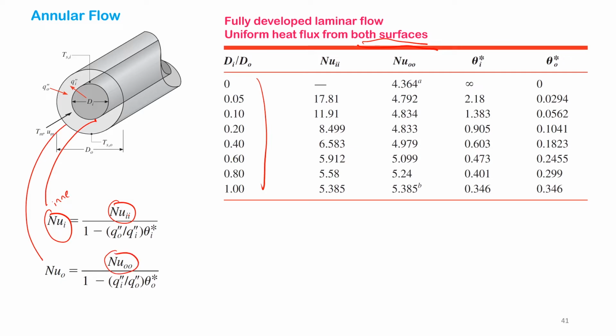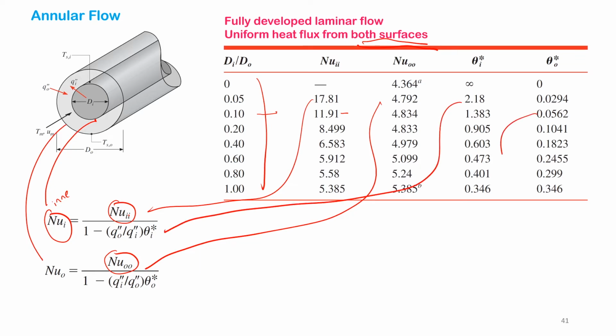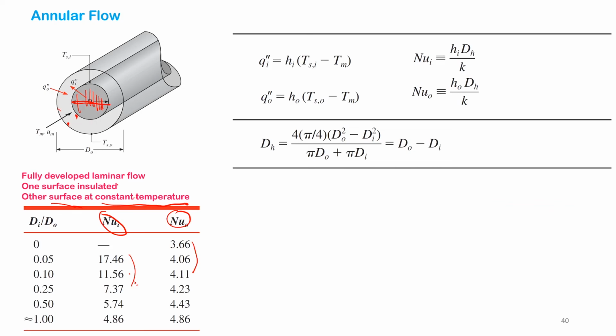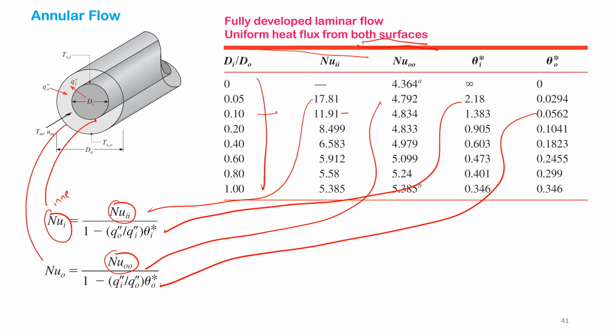So here, based on the diameter ratio, you read these values from here, and you also read theta values here, and then you calculate inner and outer Nusselt number. Okay, so again, the main difference between this table and the previous table is that in this one we assume uniform heat flux from both surfaces. In the previous one, you assume one surface is insulated, the other is at constant temperature. Usually they give fairly close numbers, so most likely from the problem statement you will know which one is the case.